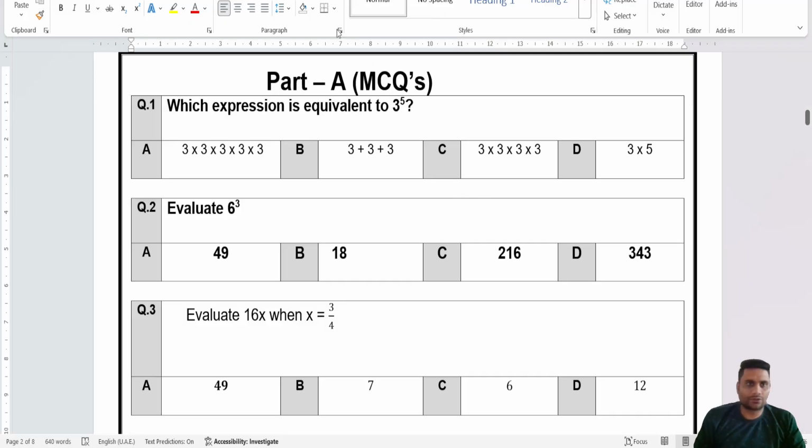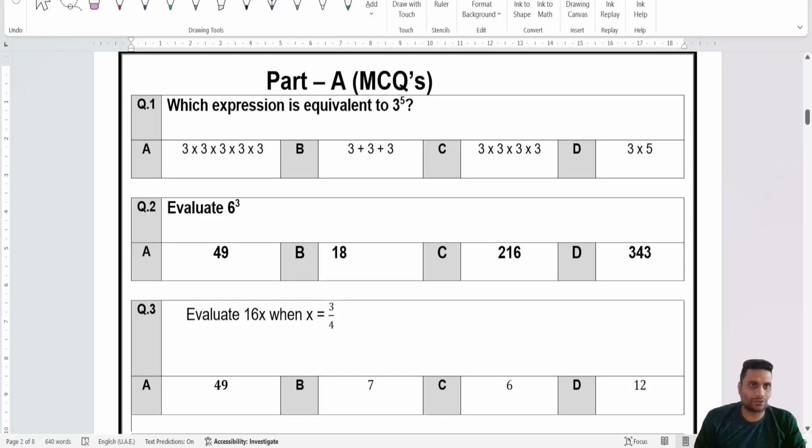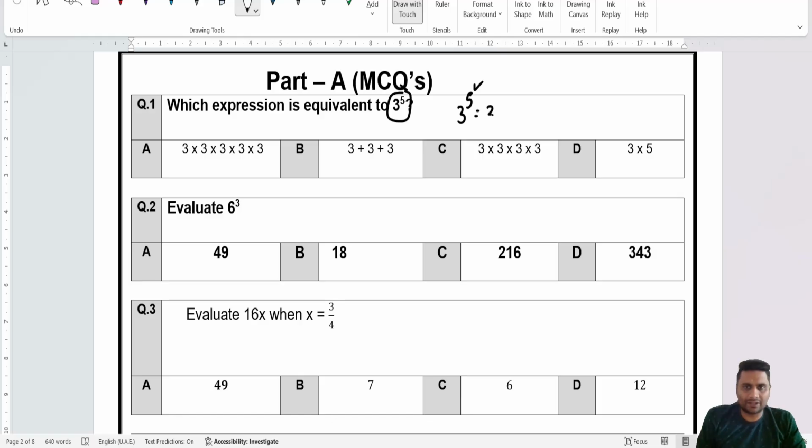Okay, so let me just go ahead, take the pencil. Now it says which expression is equivalent to 3 raised to power 5. Remember, whenever I write 3 raised to power 5, this 5 tells me how many times I have to multiply the 3. I have to multiply how many threes? 5 threes. That is 1, 2, 3, 4, 5. So this is 3 power 5. So which option? Option number A.